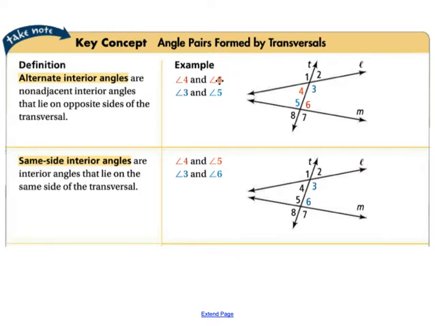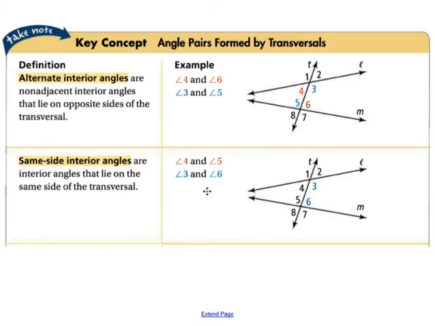Some alternate interior angles are non-adjacent interior angles that lie on opposite sides of the transversal. For example, 3 and 5 are alternate interiors. They're on opposite sides of the transversal. This line that crosses the two other lines is called the transversal. And because these are on opposite sides, 3 and 5 are alternate interior angles. 4 and 6 are also alternate interior angles.